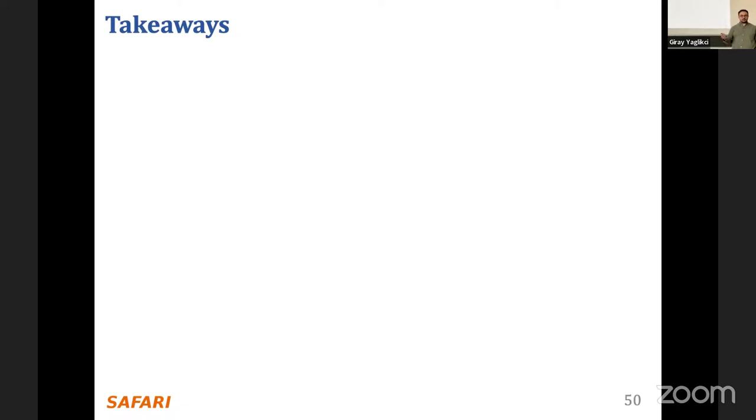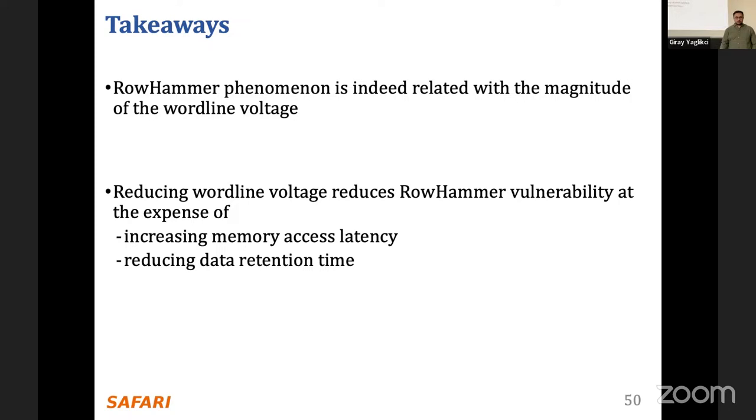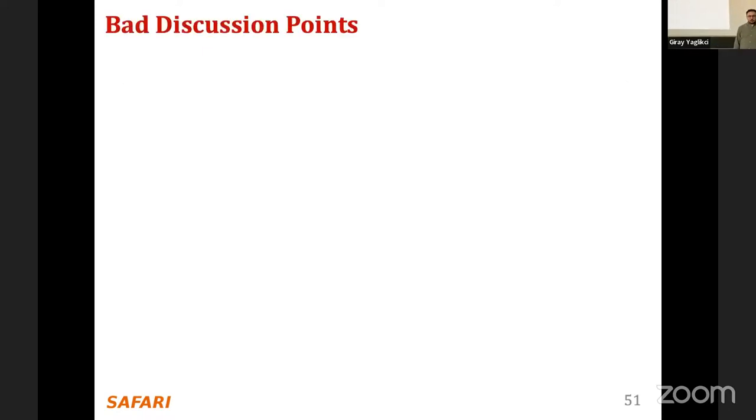Later on, we expect some takeaways. So these are the two takeaways that I got from this paper. The RowHammer phenomenon is indeed related to the magnitude of the wordline voltage. And reducing wordline voltage reduces RowHammer vulnerability at the expense of increasing memory access latency and reducing the data retention time, which in turn comes back to us as an increased refresh rate. Okay, so these are some standard things. And then we expect you to be a little more creative in the discussion points.